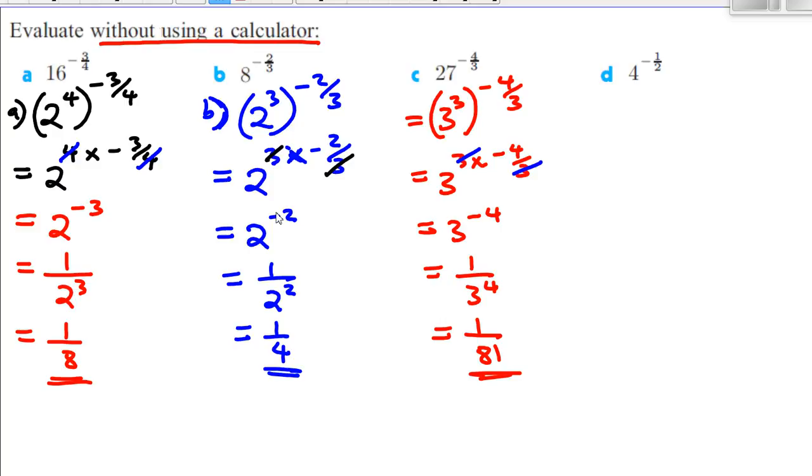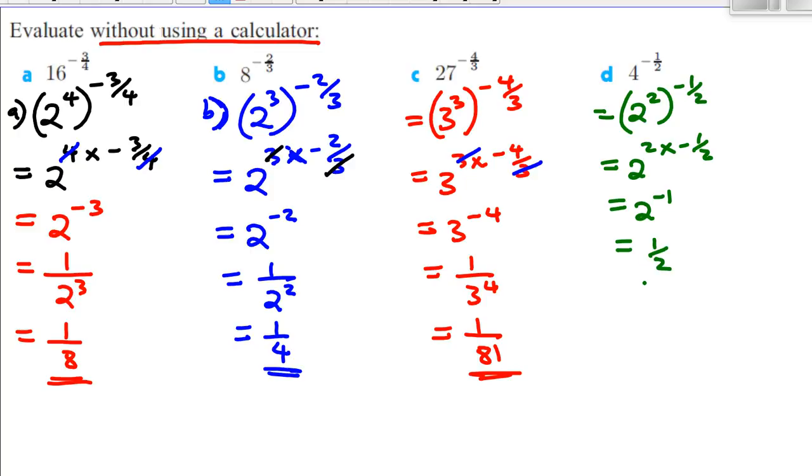And then the last one, we have 2 to the power of 2, to the power negative a half, which will be equal to 2 to the power of 2 multiplied by negative a half. Now a half of 2 is 1, so we'll have 2 to the power negative 1 because you have a negative there, which is 1 over 2. That is our final answer.